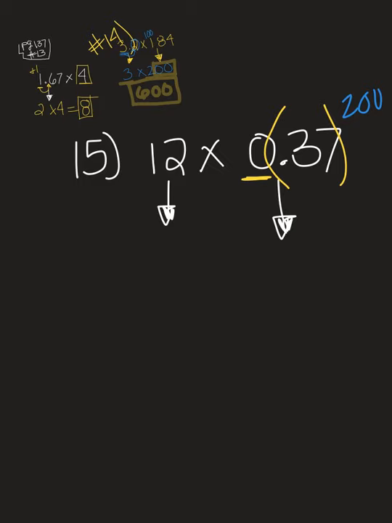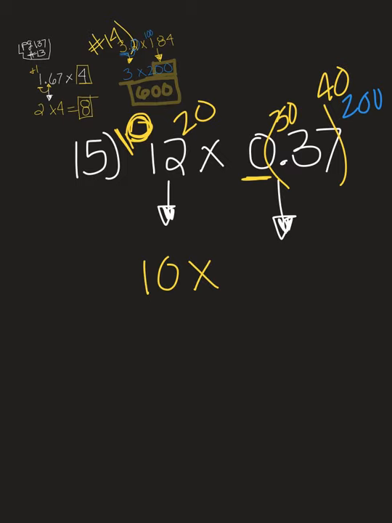So 12, and we could round that. Is that closer to 10 or closer to 20? 12 is closer to 10, and we're going to multiply that by 37 hundredths. Is that closer to 30, or is that closer to 40? It's closer to 40, so I'm going to keep the decimal there. So we have 10 times 40 hundredths.